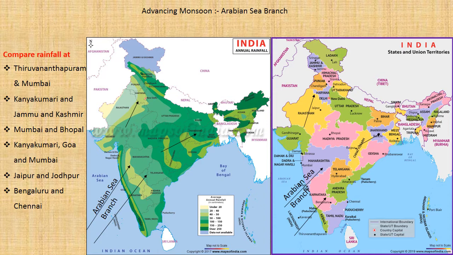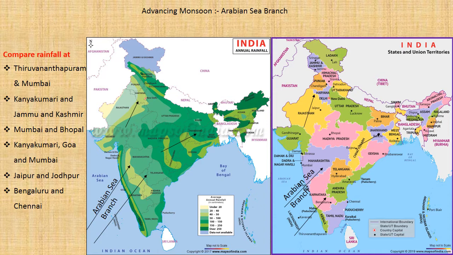Similarly, if you pay attention to Rajasthan, Arabian Sea branch runs parallel to Aravalli, and that's the reason the Thar desert receives under 20 centimeters of rainfall. So, if we take an example in the political map, Jaipur and Jodhpur, if we compare, Jodhpur lies to the west of Aravalli and Jaipur lies to the east of Aravalli. So when we compare these two places, Jaipur will receive little more rain from Arabian Sea branch than Jodhpur.